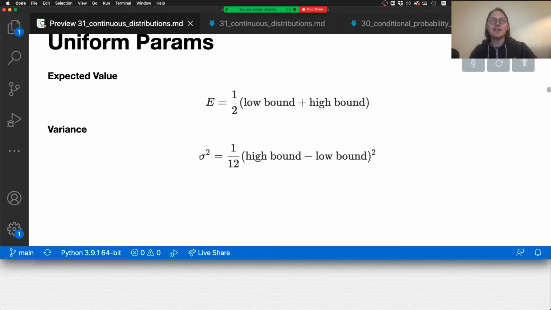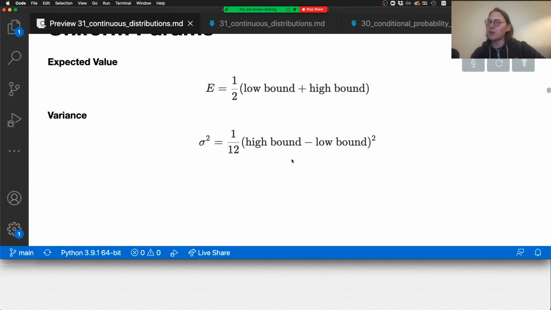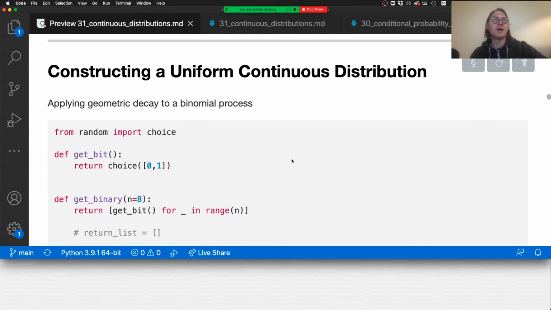The variance is a little wild, and there's some theory behind this that I'm not going to get into, but I should make a video on that sometime and share it. Yeah, like the question why is the variance of a uniform distribution 1 over 12 multiplied by the difference between the high bound and low bound squared. It's pretty cool. It's a little weirder than you might expect.